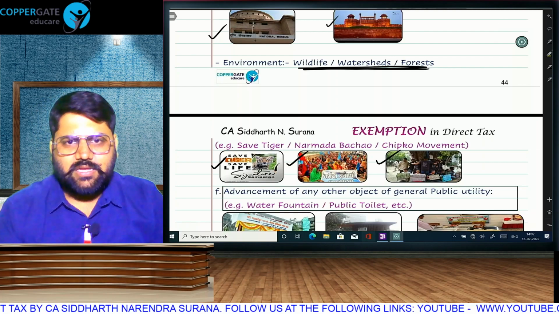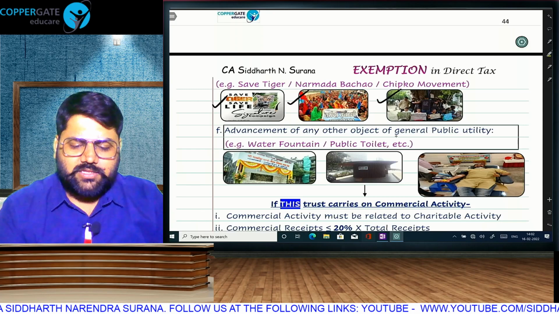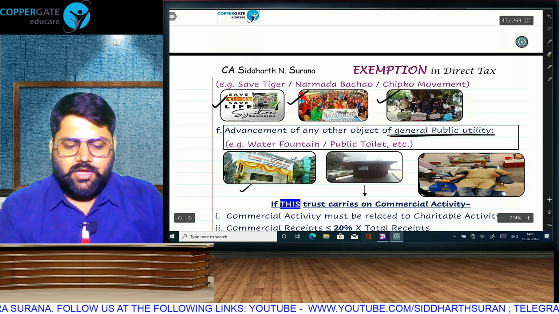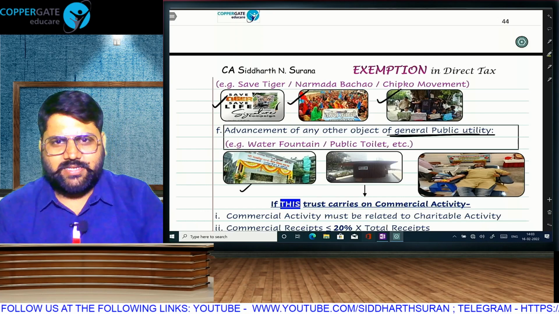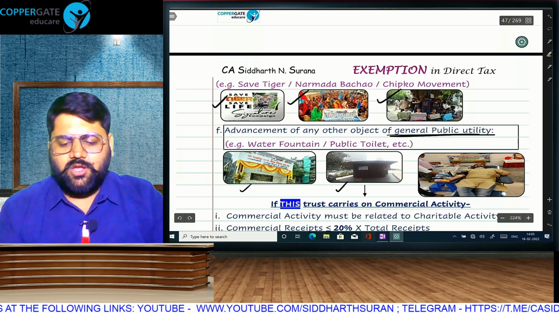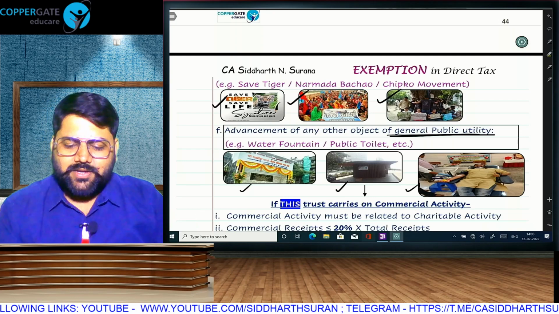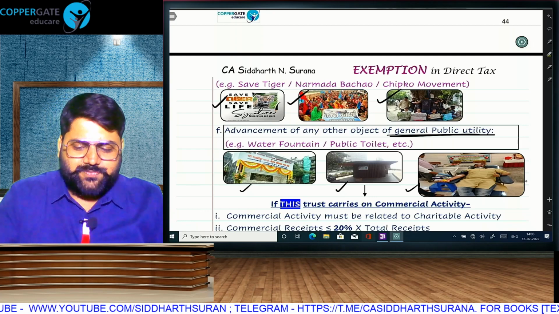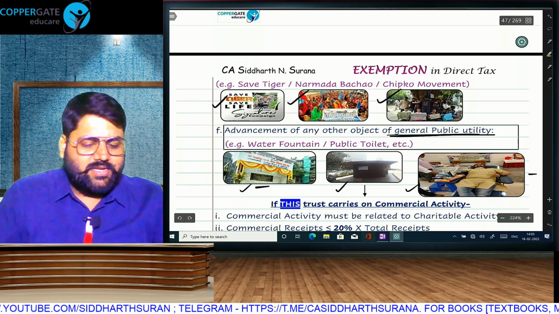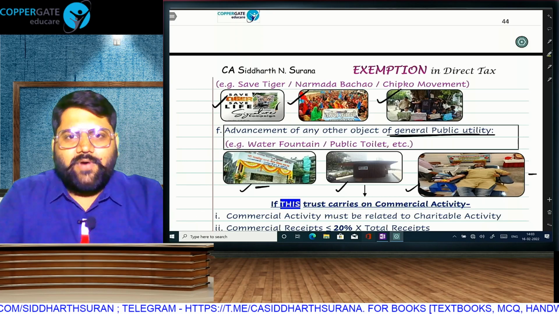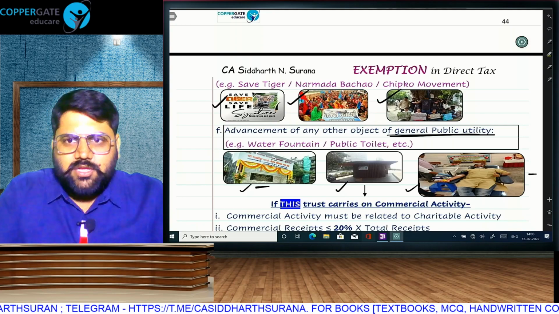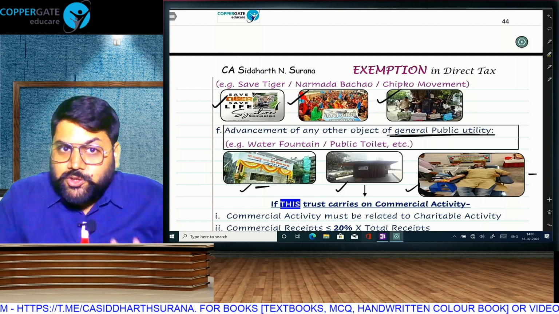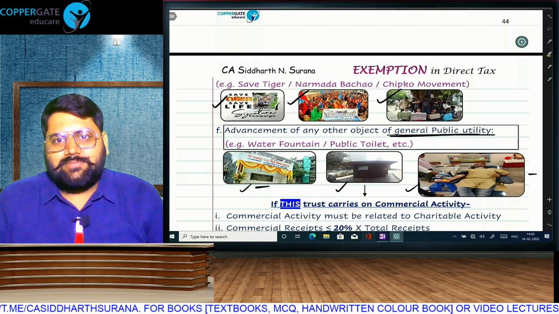So if you are doing any of these activities, or advancement of any other object of general public utility, anything which helps the general public. For example, a water fountain at a public place. So this was incorporated by our organization. This is an actual image. This is a public toilet somewhere in Mumbai. This is me only donating blood. This was a blood donation camp conducted by the same organization where I am the vice president. The same organization has also installed a public water drinking fountain. So any of these activities which help the general public. Relief for the poor, medical relief, preservation, yoga, education and any other object which helps the general public.